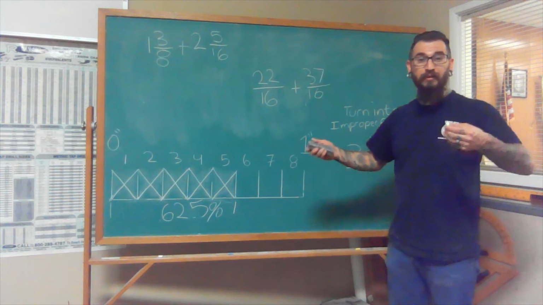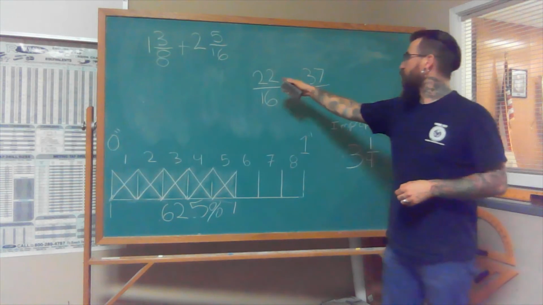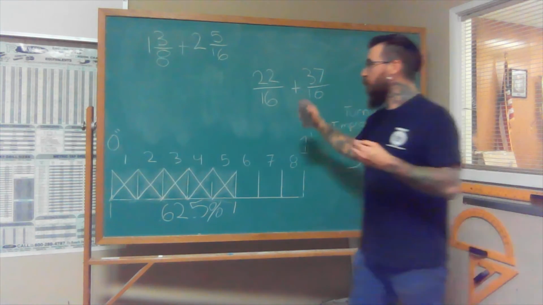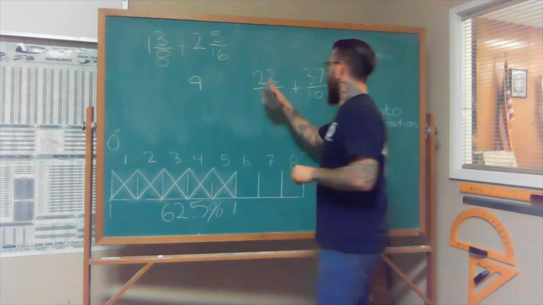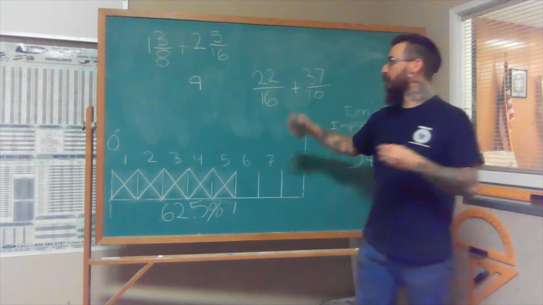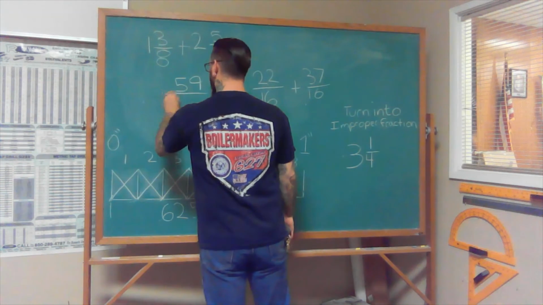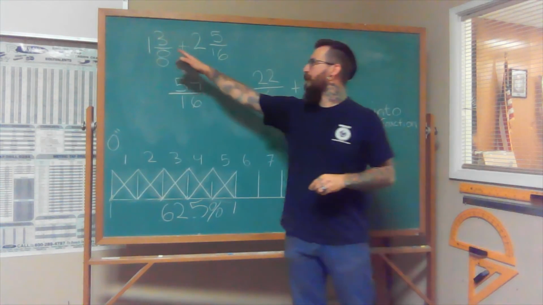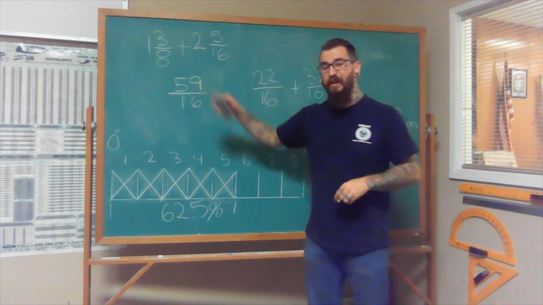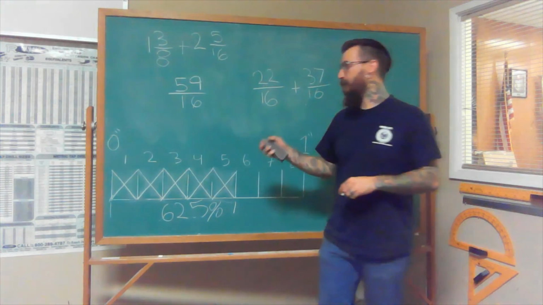So now all we have to do is simple addition. So we know 22 plus 37. So 2 plus 7 equals 9. And 2 plus 3 equals 5. So we have 59 16ths of an inch. When we add all these together, that's how many individual 16th marks actually go into that number.